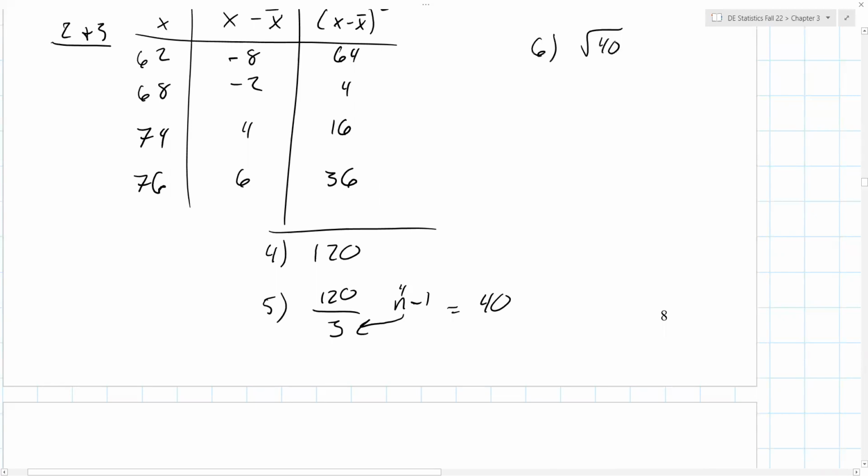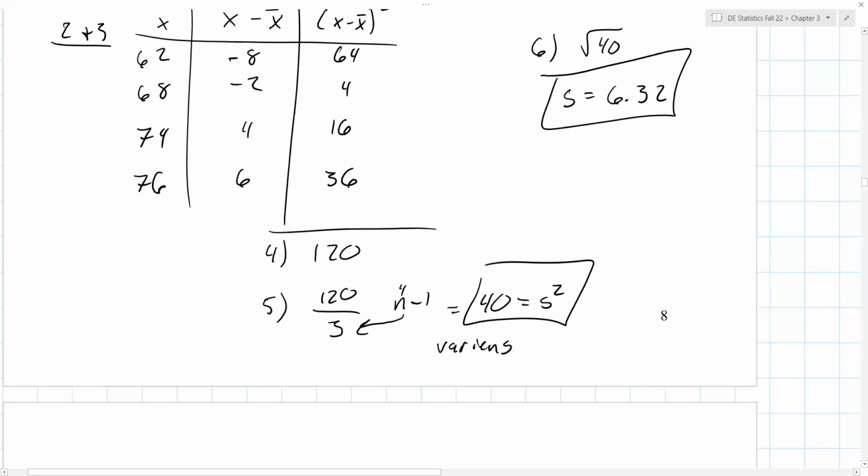And then my final step, step 6, is to take the square root of 40, which is approximately 6.32. So the standard deviation of that data set is 6.32. The variance, sigma squared, or S squared, is 40. So the variance is 40. The standard deviation is 6.32.